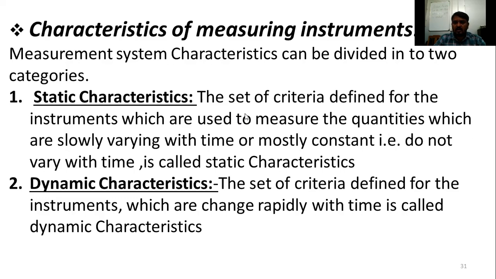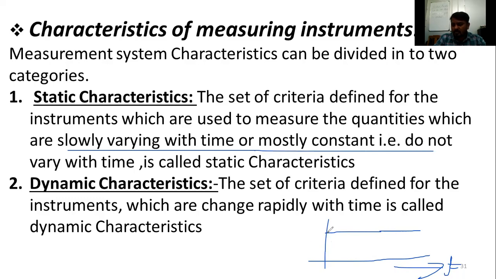The graph of that we can draw like this, just a minute. Here, this is time, and the output is like this. As time is increasing, is there any variation here? It is constant only, with negligibly small variation. Quantities slowly varying with time are mostly constant. There is no change in the output. The output, which does not vary with time or has very little, negligibly small variation, is called static characteristics.